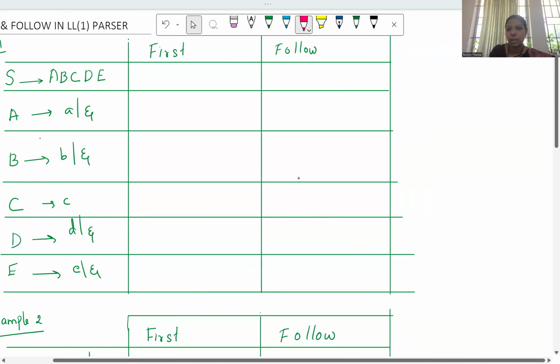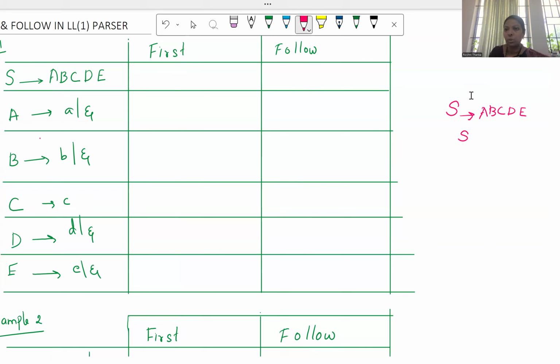We know that when I am using this S derivation, we can understand from the given context-free grammar that S can be written as ABCDE. So when I derive using this S, what will be the first symbol in the generated string? When I say A derives, so it is ABCDE. So this is the derivation of S.